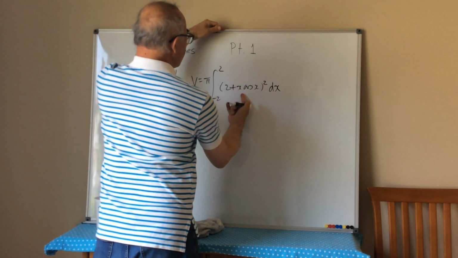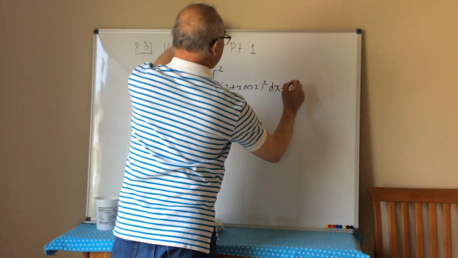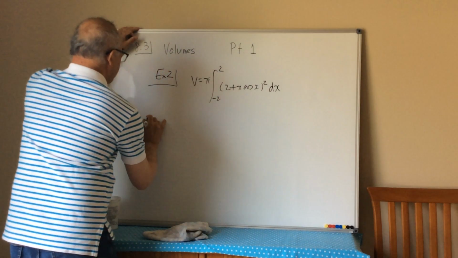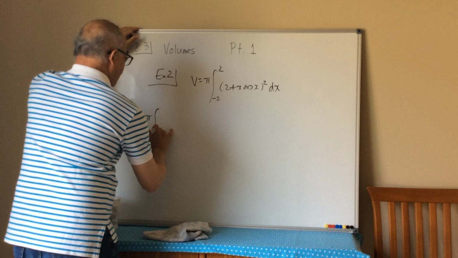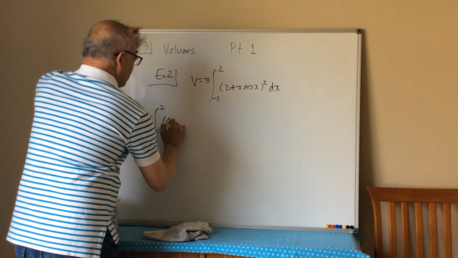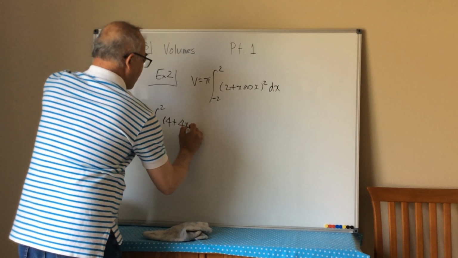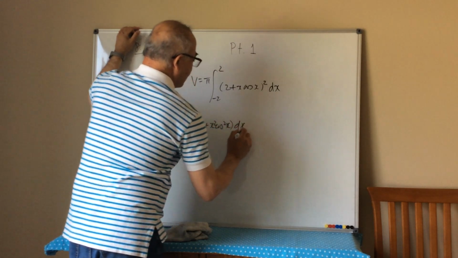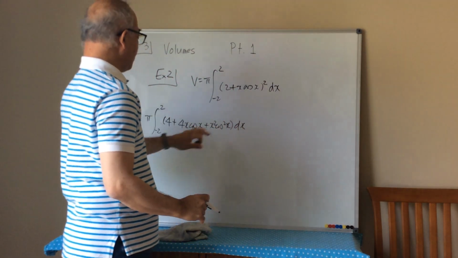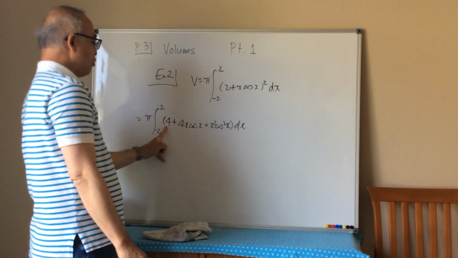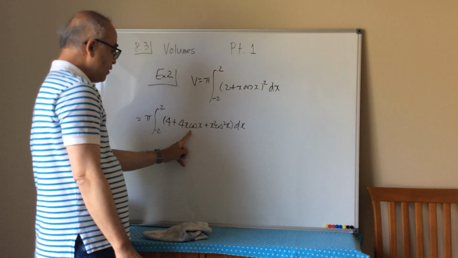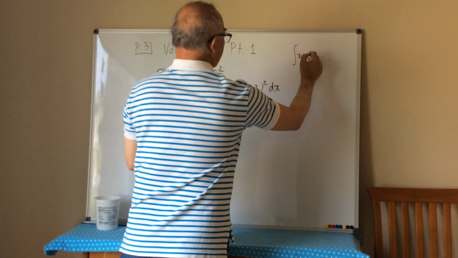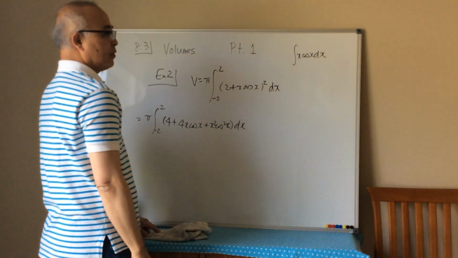So we're going to have to do the squared first. I'm going to get pi, the integral from negative 2 to 2 of 4 plus 4x cosine x plus x squared cosine squared x, right? So I'm just doing the squares out right here. This one's simple, we have no problem with this. This part, what do we have? We have to be able to do this, correct? And how would we do this?